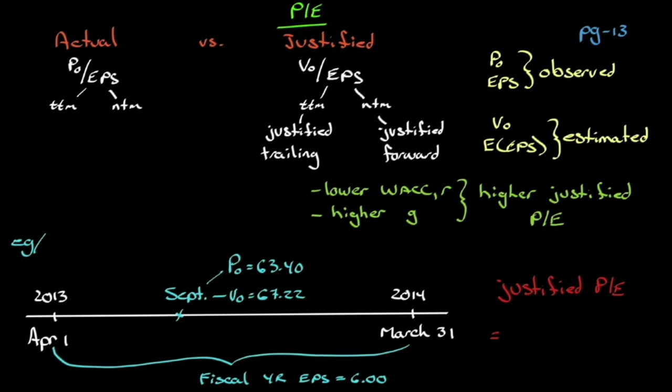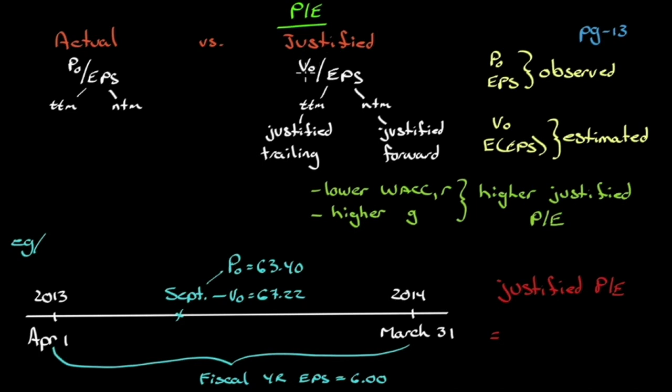So let's look now at actual versus justified in each of the contexts that we've done, the trailing 12 months earnings and the next 12 months. In other words, a trailing PE and a forward PE. If we use an actual price divided by our earnings per share, our trailing 12 months, that's happened. We can look at it. You get an actual PE. If we're using our next 12 months, that's a forecast, but we're using an actual price.